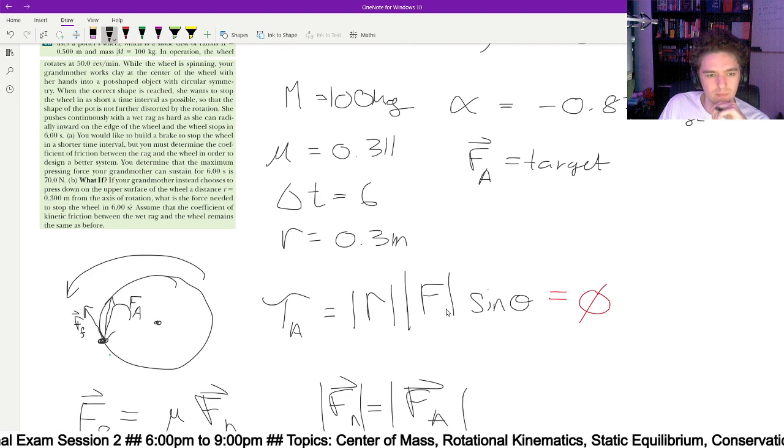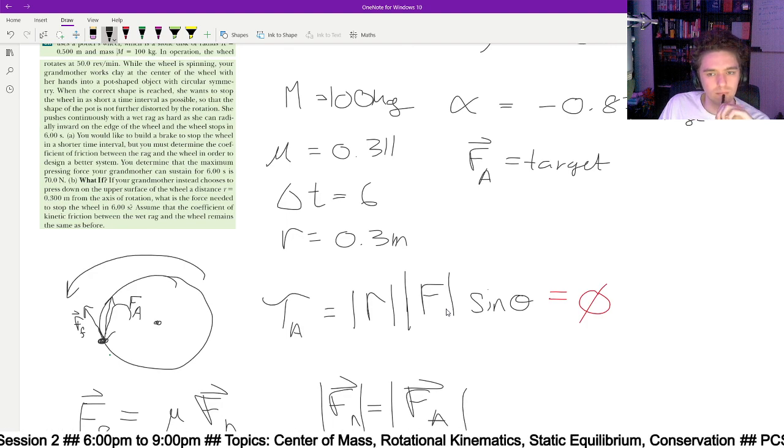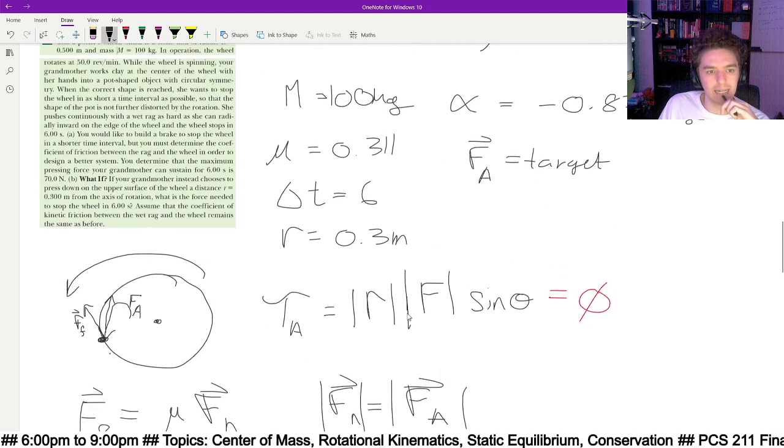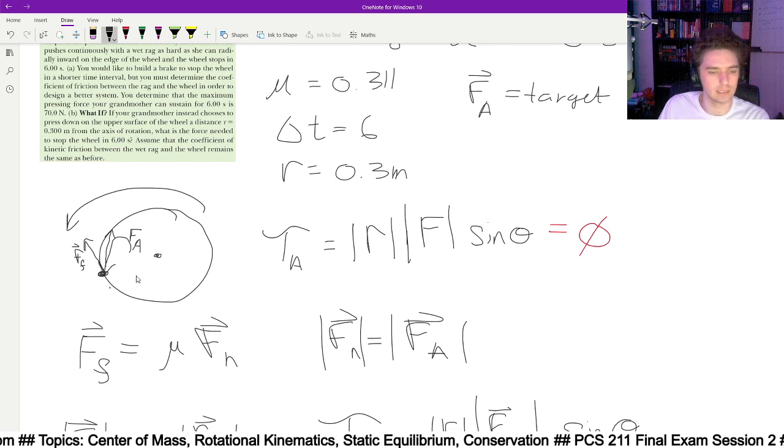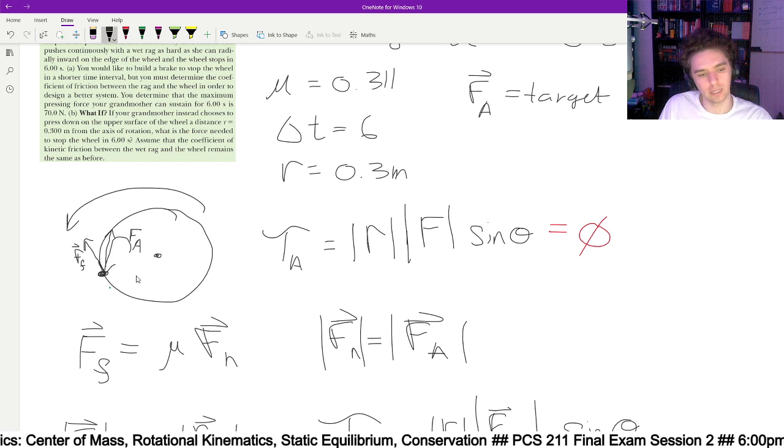For part B, what's the value for theta? 90, because the angle between the radial vector and the force is 90. Yeah. Sine of 90. Okay.